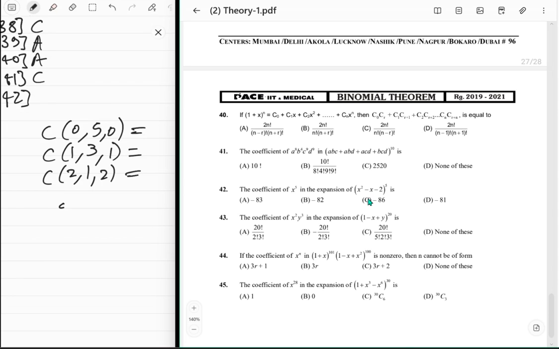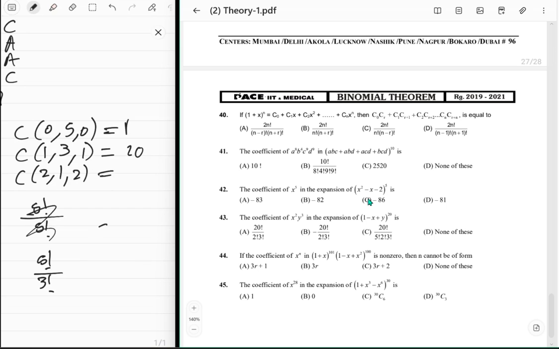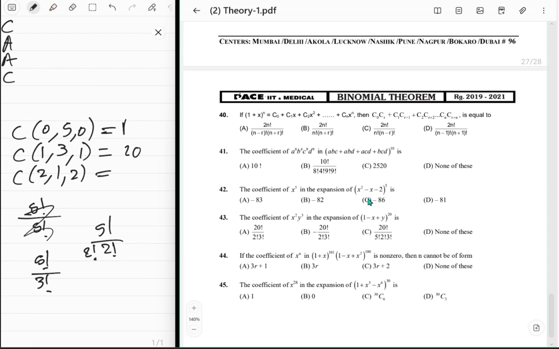So 5 factorial upon, well, it's just 5 factorial, really nice, just 1. This guy's gonna be 5 factorial upon 1 factorial, 3 factorial. So 5 into 4, that will be 20. This is gonna be 5 factorial upon 2 factorial, 2 factorial, and 1 factorial is just gone. So 5 into 4 into 3 upon 2, which is 5 into 2 into 3, like 30.